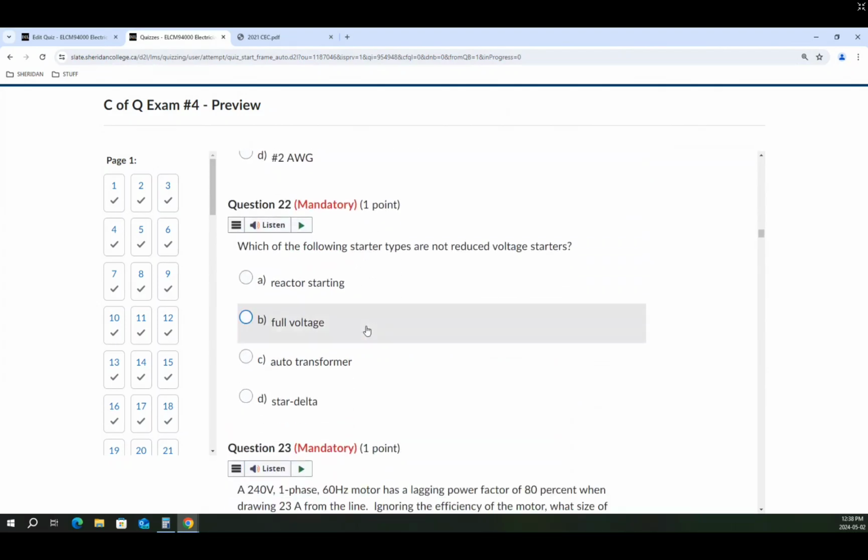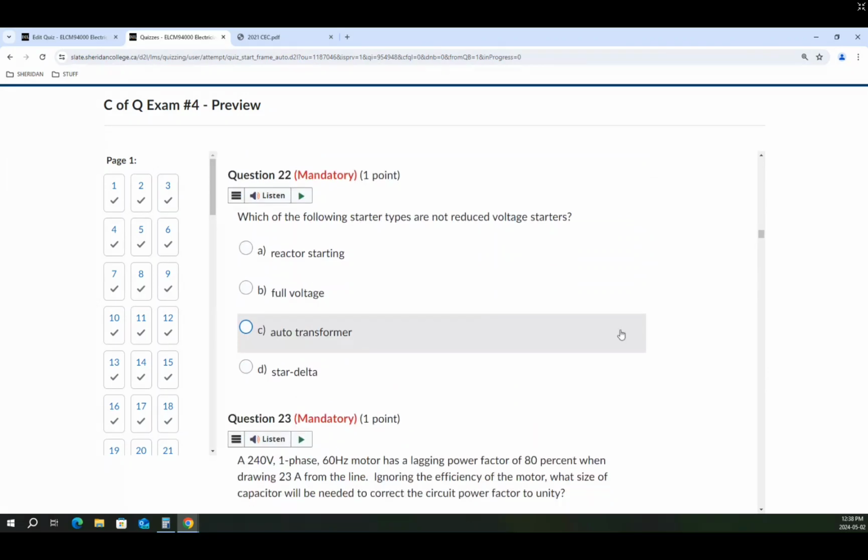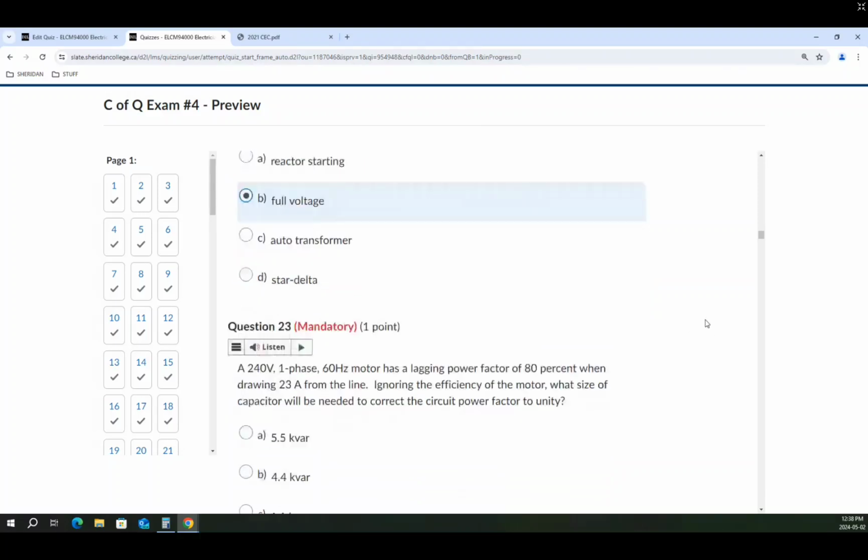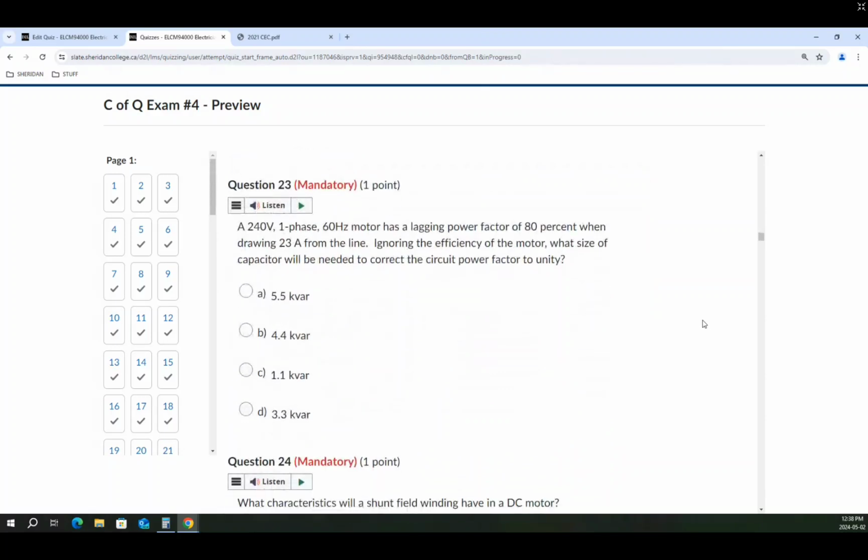Which of the following starter types are not reduced voltage starters? Number 23.